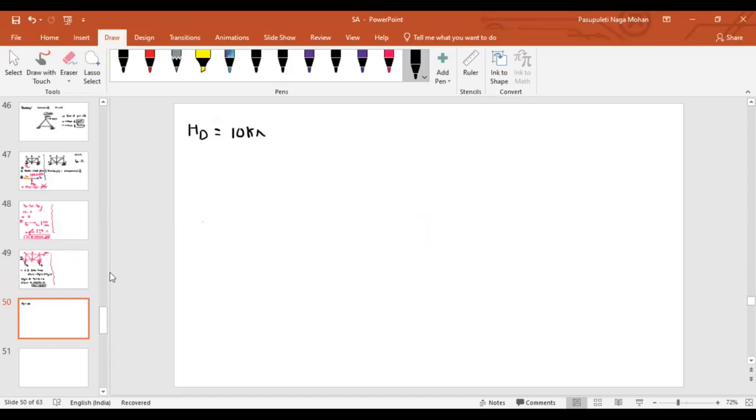10 kilonewton. As I remove the sign, here I should represent the direction. What is the direction I should represent? Left side. As of now, no doubt, isn't it? Clear.